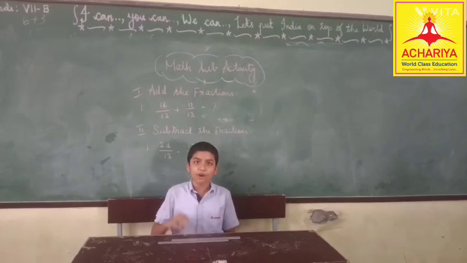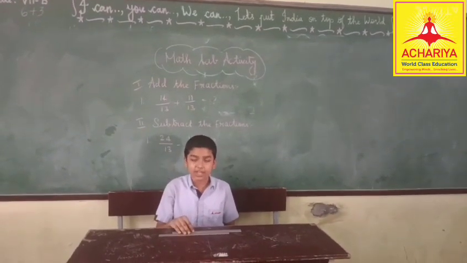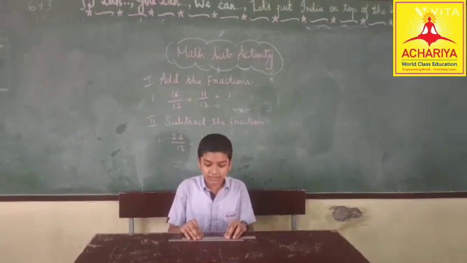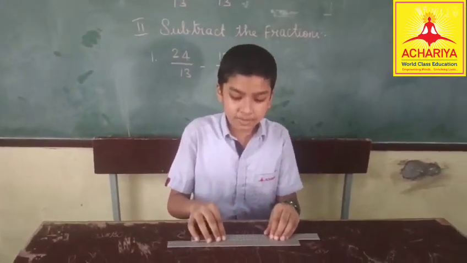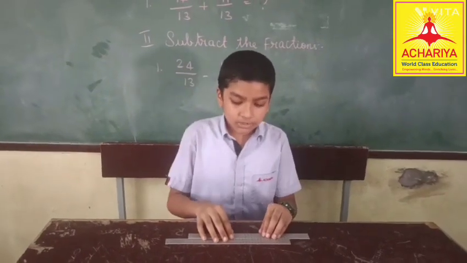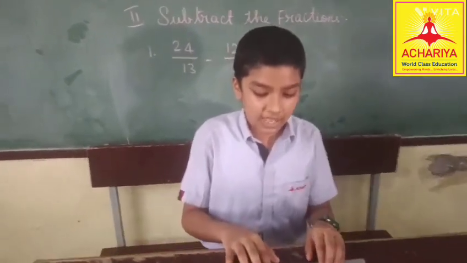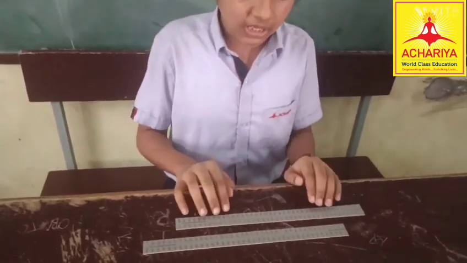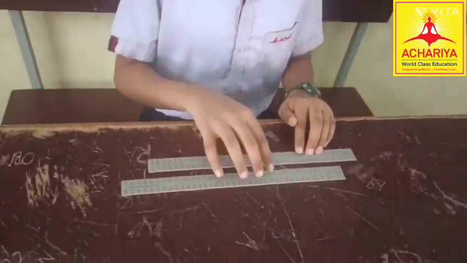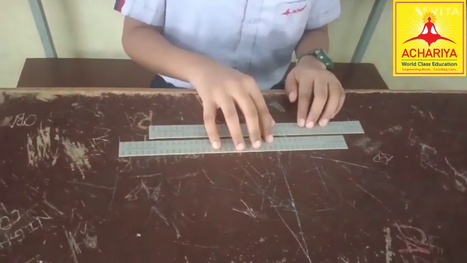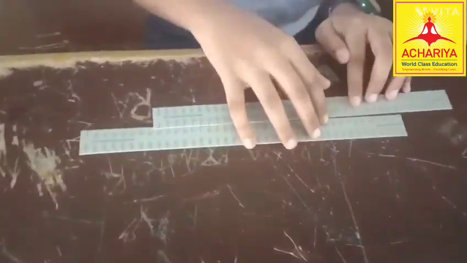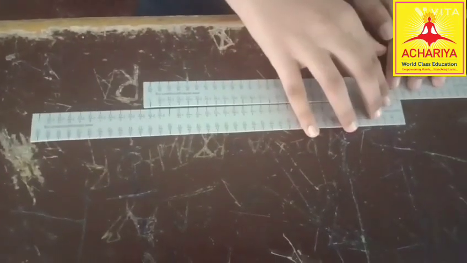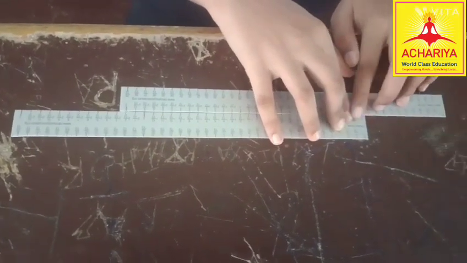So today I am going to add the following fractions with the fraction scale. I have taken the set of fraction scale with the denominator 13, as per the question given. I have considered the first scale as 14 by 13 and the down scale as 11 by 13. So I have to take the 11 by 13 of the down scale to the up scale 0. As you can see, I have brought it.